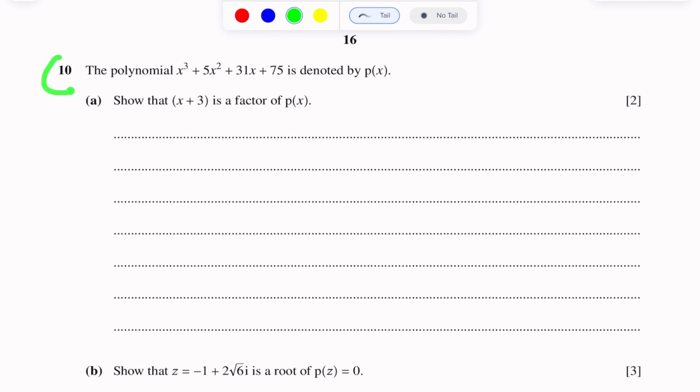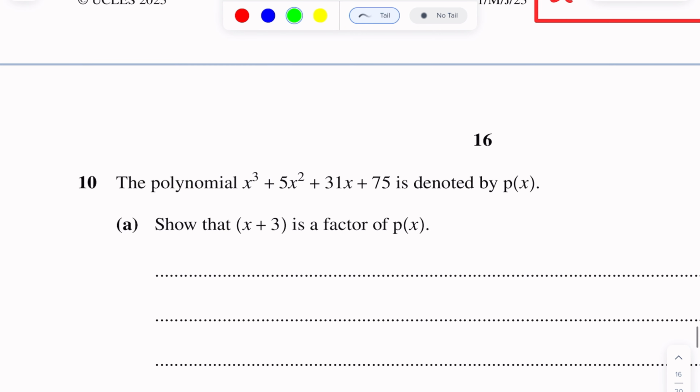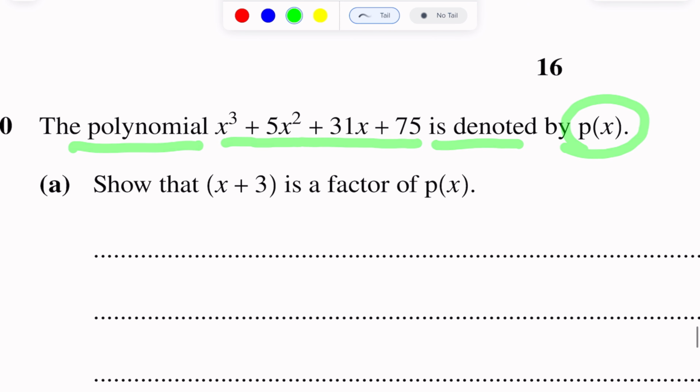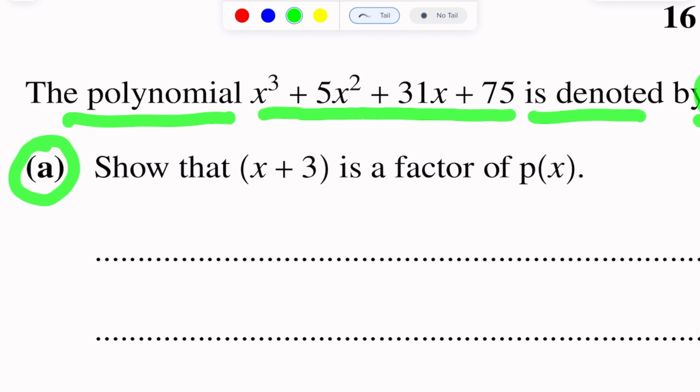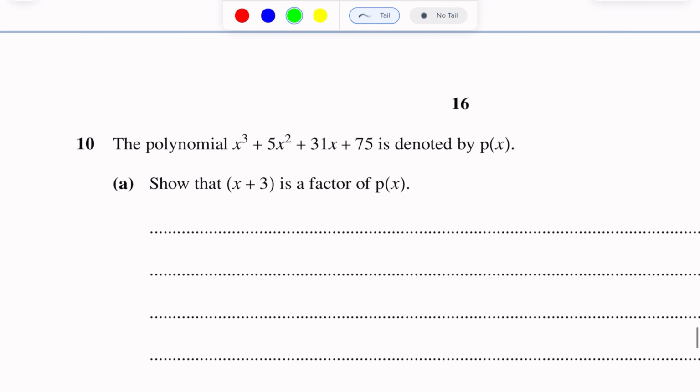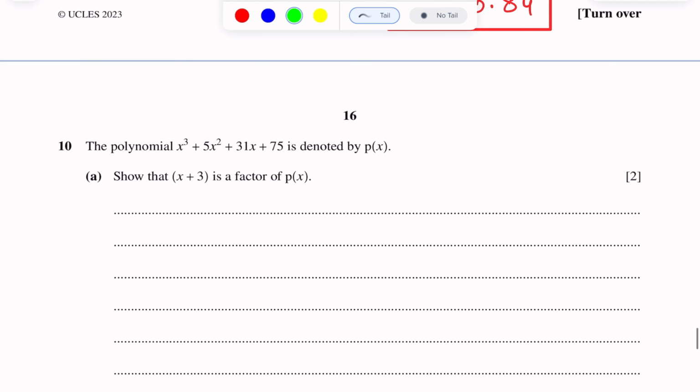Last question of this paper is question number 10. This question is from complex numbers. The polynomial x cubed plus 5x squared plus 31x plus 75 is denoted by p(x). Part A of this question: show that x plus 3 is a factor of p(x). This part is related to the factor and remainder theorem.